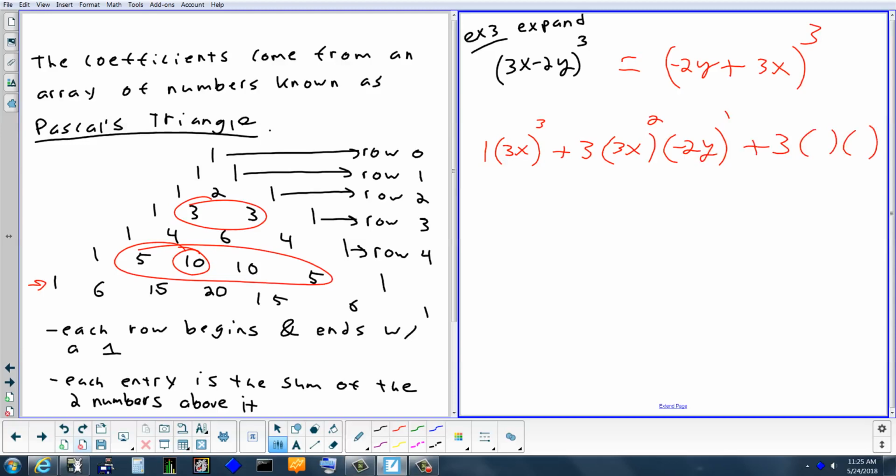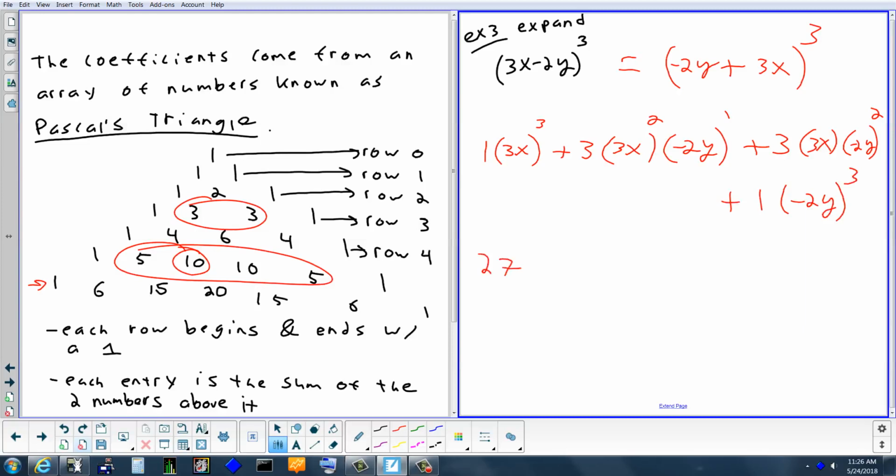It would be 3x first. Yep, 3x to the first. So now we're at the point where we don't even have to do anything with the 3x except multiply by the number in front. And my last term? Negative 2y to the second. And the last one is 1 times negative 2y cubed. What's going to happen when I do that out? This final answer is going to look a little different than the last two. Yeah, it's going to be negatives. It's going to alternate positive, negative, because of that negative 2y.